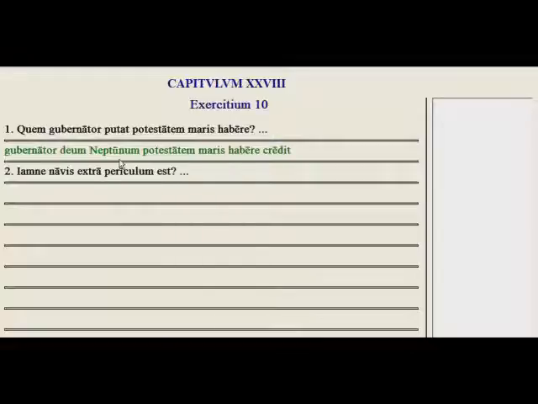Bene. And next one, iam ne navis extra periculum est? Now is the ship out of danger? Well, navis extra periculum non est, sed multa pericula imminent. Many dangers hang over them. And here you use the form impendent.